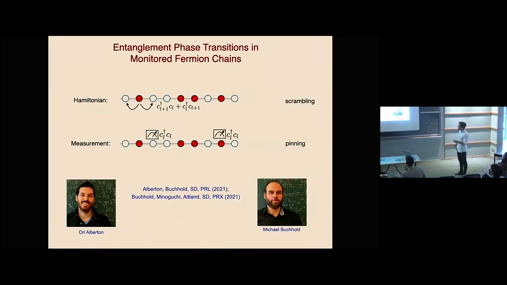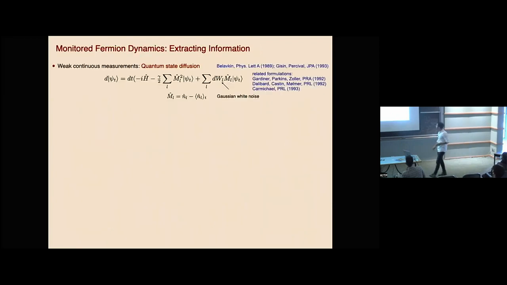The entanglement phase transition that we are studying here is generated by a very simple competition. We have a Hamiltonian which just describes a hopping of particles on a one-dimensional lattice. This leads to the scrambling of information, and then there are measurements acting on the system, completely local density measurements, which lead to a pinning of the density.